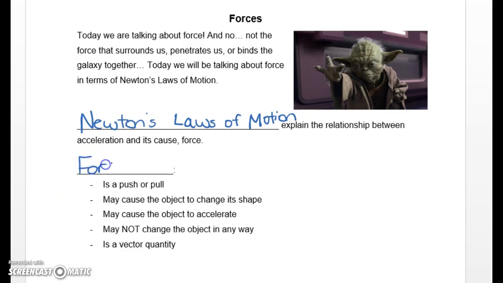So first of all, force is a vector quantity, and we denote it with a capital F with an arrow over it. Remember that arrow indicates a vector quantity, which, if you remember from our first unit, means that it has a direction as well as a magnitude or a size. So force is a push or a pull. It may cause the object to change its shape. It may cause the object to accelerate. It will not change the object in any other way than its shape. And it is a vector quantity.